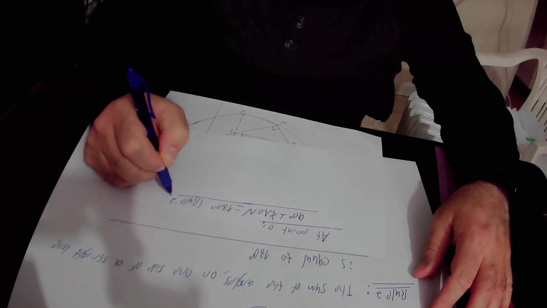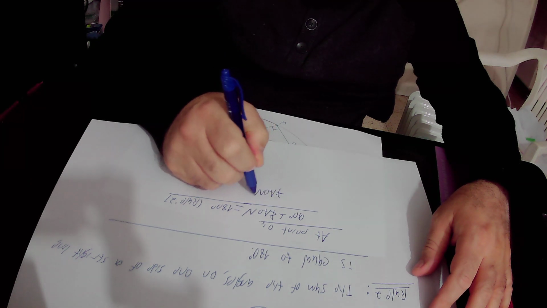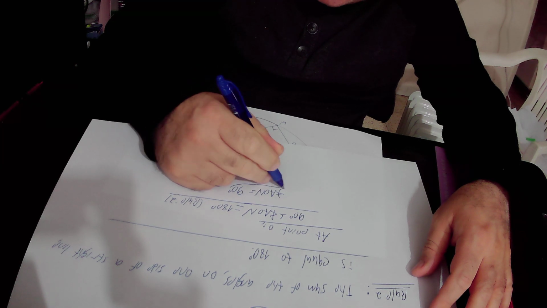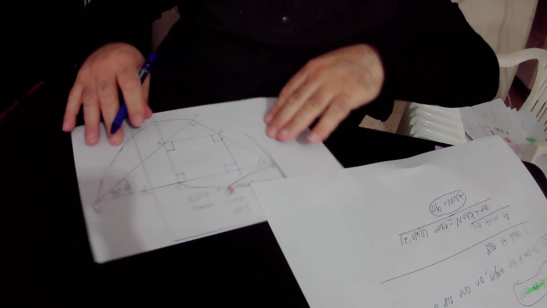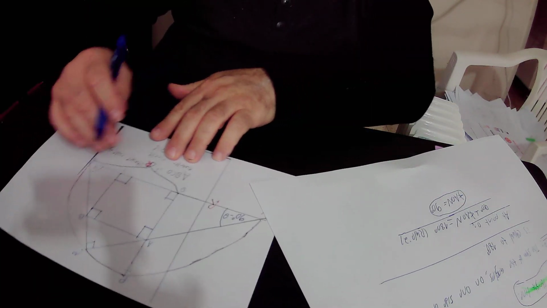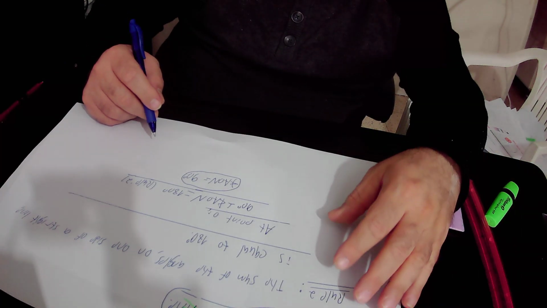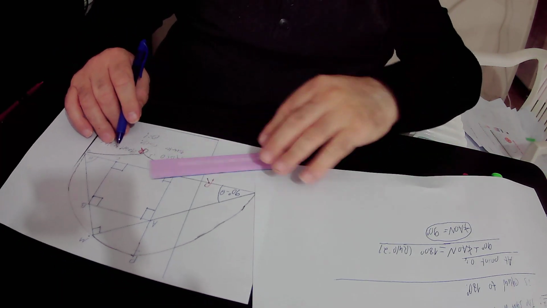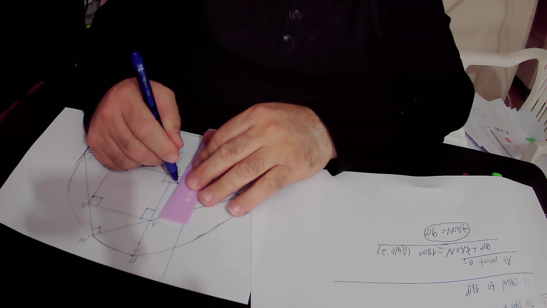So we subtract 90 degrees from this equation and we get that angle AON is equal to 180 degrees minus 90 degrees, it is 90 degrees. So we found out that angle AON is equal to 90 degrees. So this angle AON equals 90 degrees.